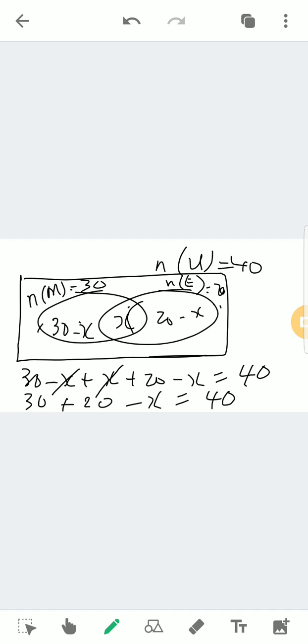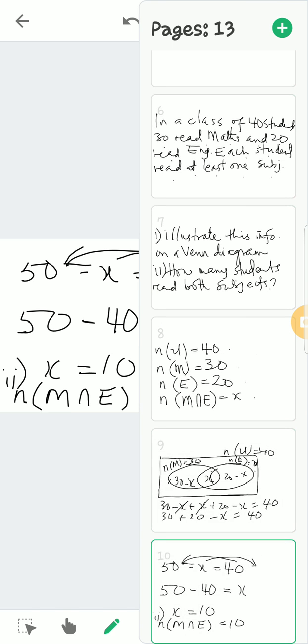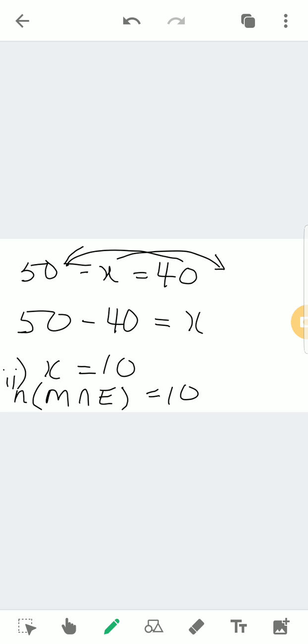So you don't cancel it from the beginning, you just write the equation. When you are done with the equation, then you cancel the minus X plus X, because that gives you 0. Then you rewrite the equation as 30 plus 20 minus X is equal to 40. You rewrite the equation, and after you have rewritten it, you simplify it. Then it will look like 50 minus X is equal to 40.